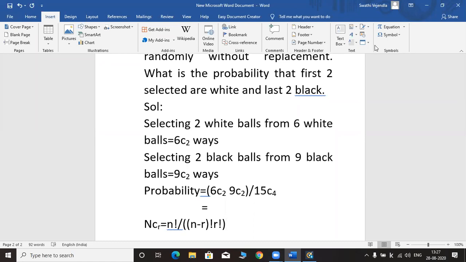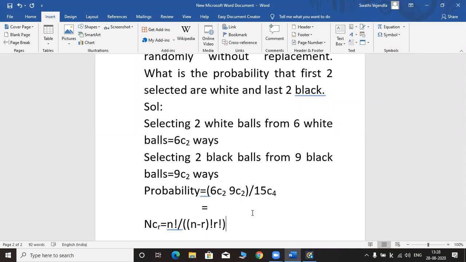What is the formula? NCR is equal to n factorial by n minus r factorial into r factorial. According to this formula, you can solve the problem and tell me the answer. Solve for this: 6C2 into 9C2 by 15C4.